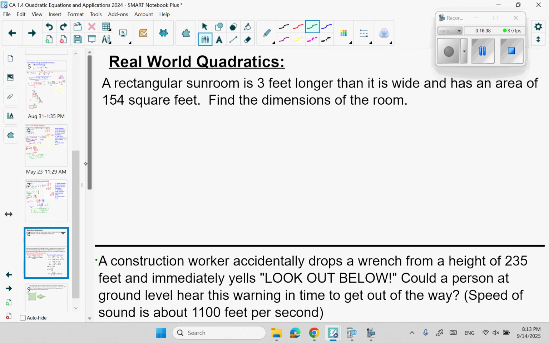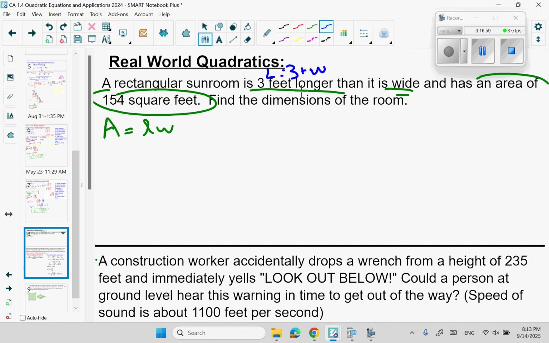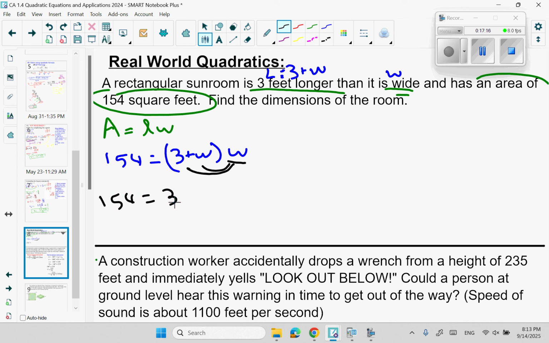All right, let's try some problems. A rectangular sunroom is 3 feet longer than it is wide and has an area of 150 square feet. Well, it's rectangular, so I know A equals length times width. And we know that it's 3 feet longer, so my length has to be 3 plus W. I'm just going to use W for my width. So we would get 154 equals 3 plus W times W. We can, of course, distribute the W. So 154 equals W squared plus 3W.